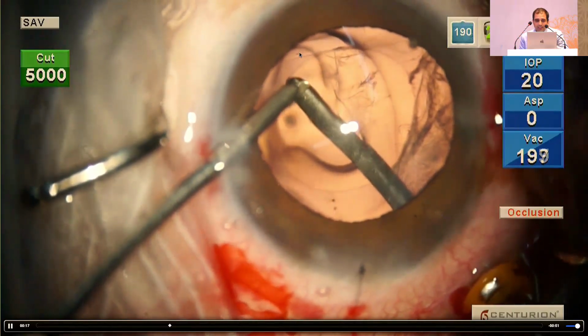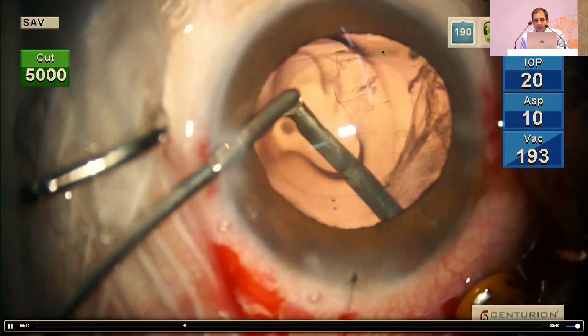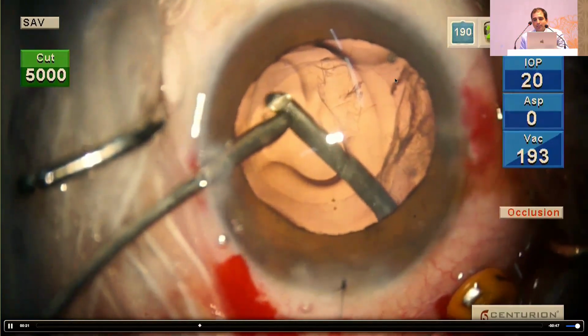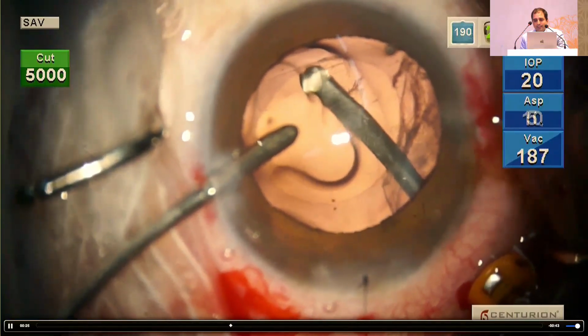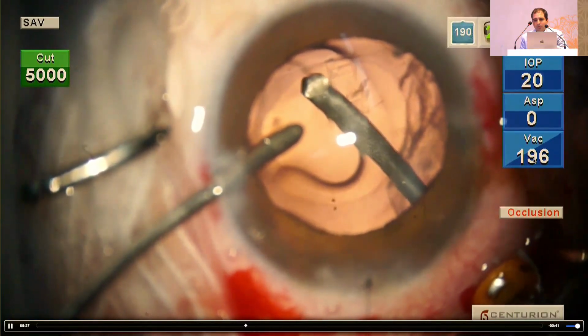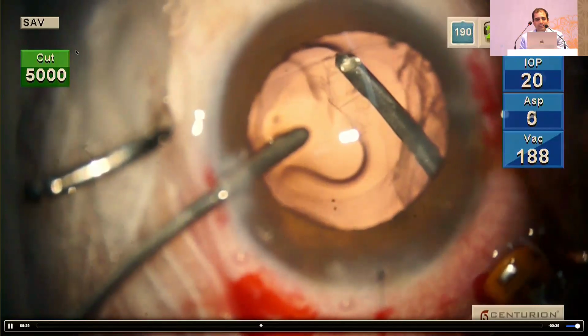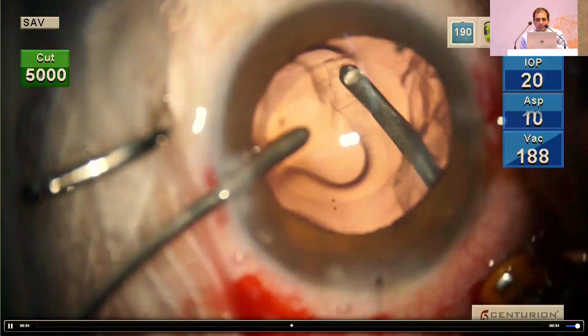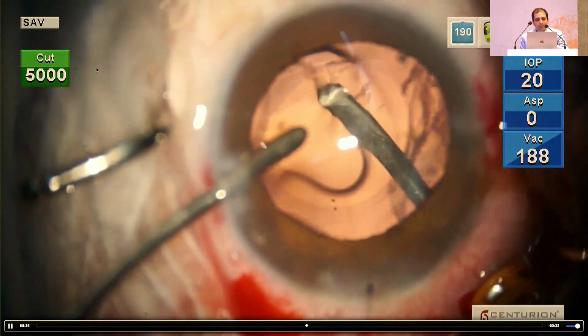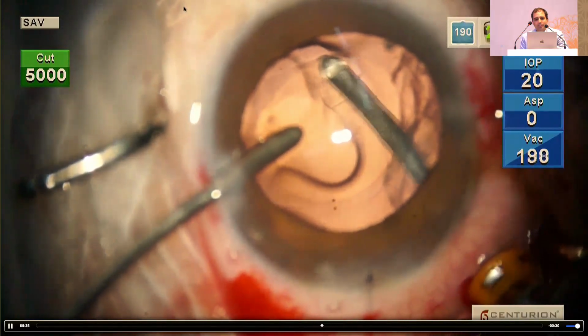And once again, in the area of the PCR and all around the area of the PCR, keep a very low bottle height, a very low flow rate of 10 cc, and a vacuum of around 200 to 250, and have the maximum cut rate that your machine offers, whatever that may be. Here it's 5,000, it could be 2,000, 3,000, whatever the maximum cut rate that your machine offers, go ahead.